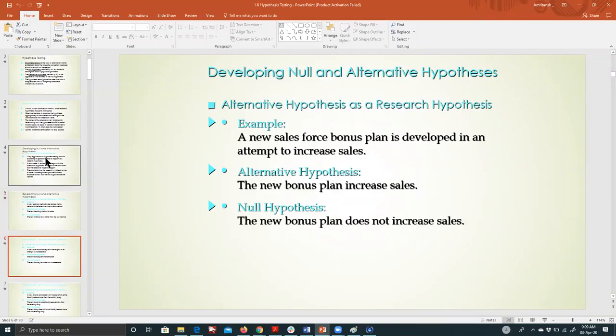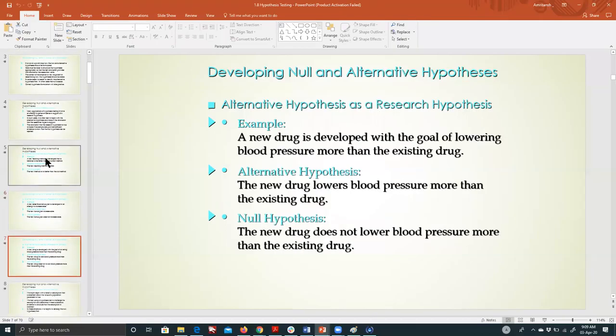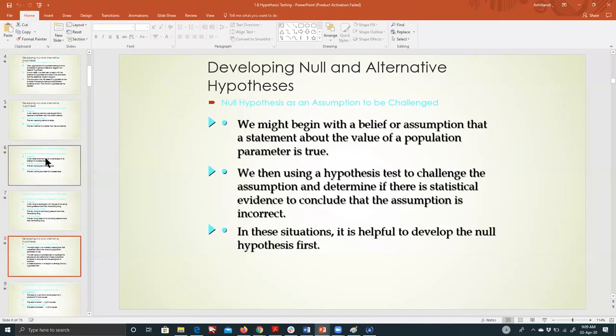A new Salesforce bonus plan is developed in an attempt to increase sales. So the alternative hypothesis is the new bonus plan increases sales. Null is the new bonus plan does not increase sales, meaning it is the same as the previous one, which was already in place. Okay. And again, you can come up with different kinds.